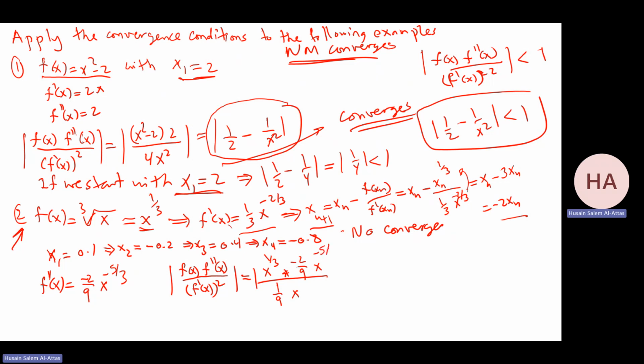This is x to the power minus 4/3. And that will give me minus 2/9 x to the minus 4/3 over 1/9 x to the minus 4/3, which will always give me 2, which is not less than 1. So I cannot guarantee convergence. We cannot guarantee convergence. Okay, now let me do the problems in the book.